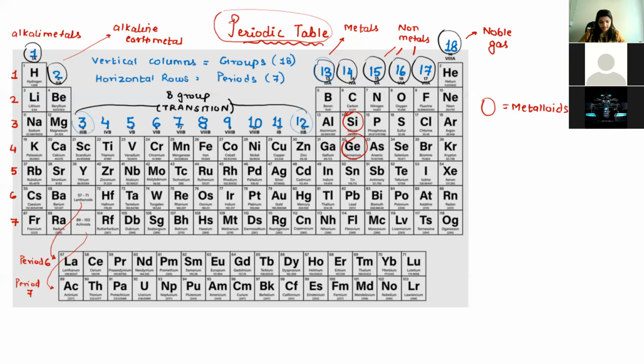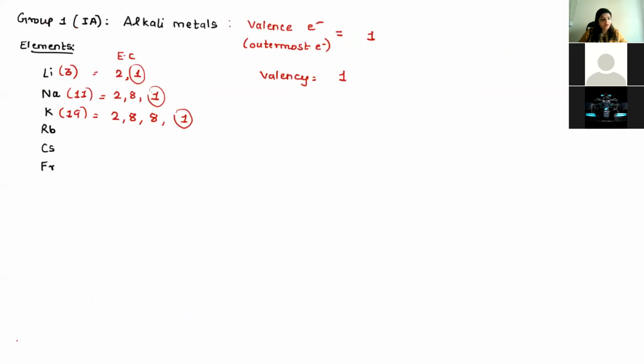I finished writing. Okay. So talking about group 1, valence electron is 1, valency is +1, and they are alkali metals. Now, why are group 1 elements called alkali metals?